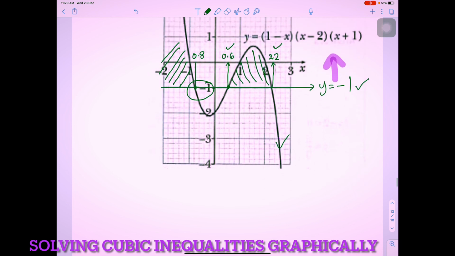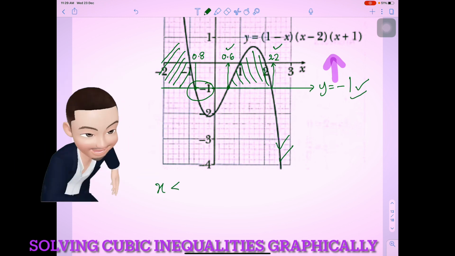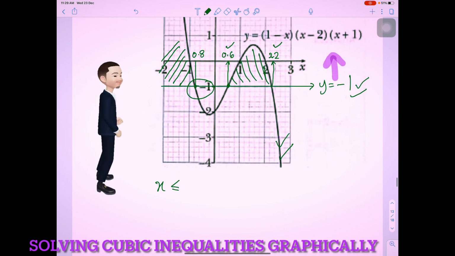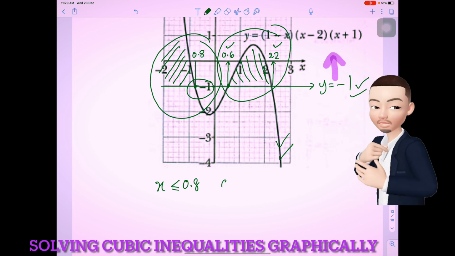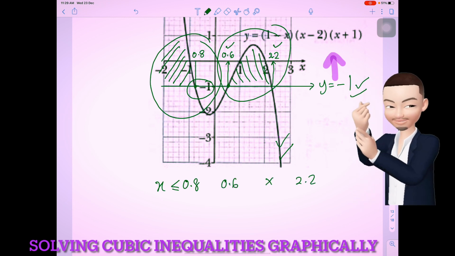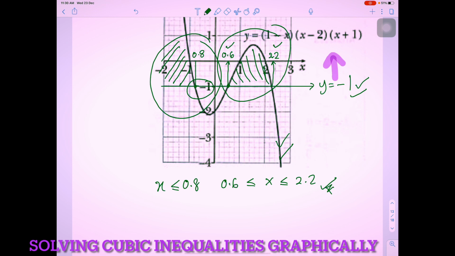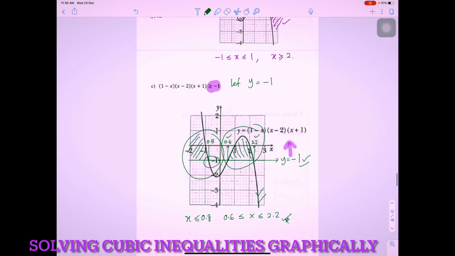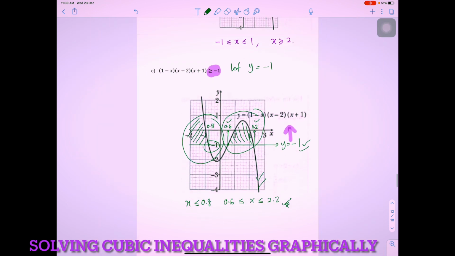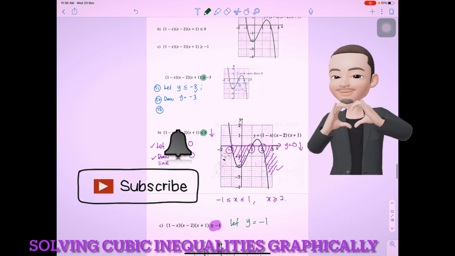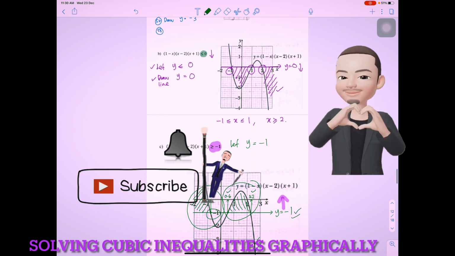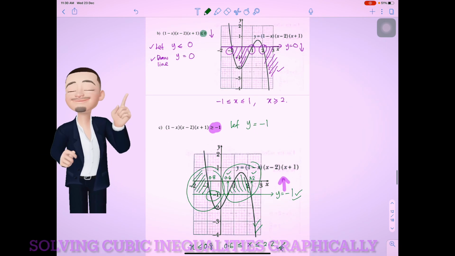So the final answer, from the intersections between the cubic equation and y equals negative 1: the first one is x less than or equal to 0.8, and the second one, which I circle, is x between 0.6 and 2.2. So this is how we solve cubic inequalities graphically. I hope you can understand, and you can do more exercises in my module. Until now, thank you.